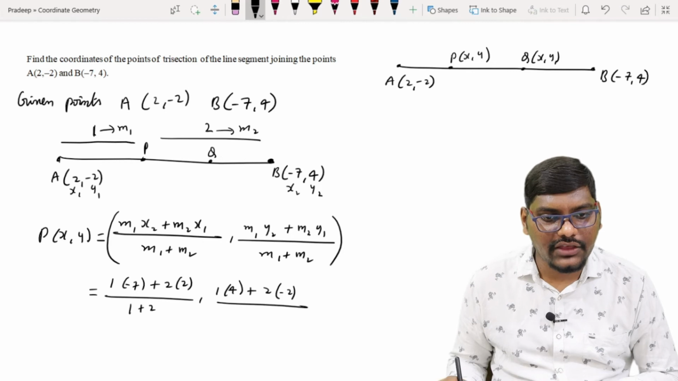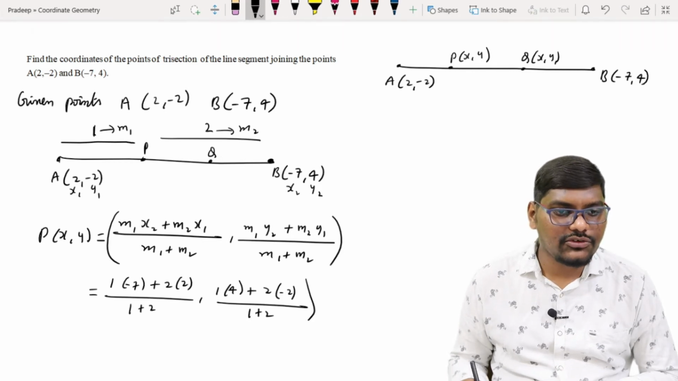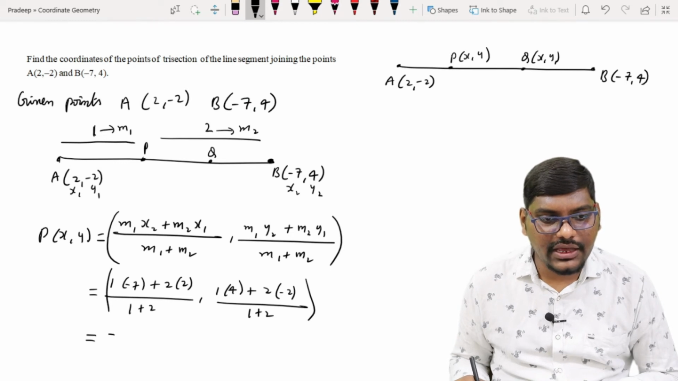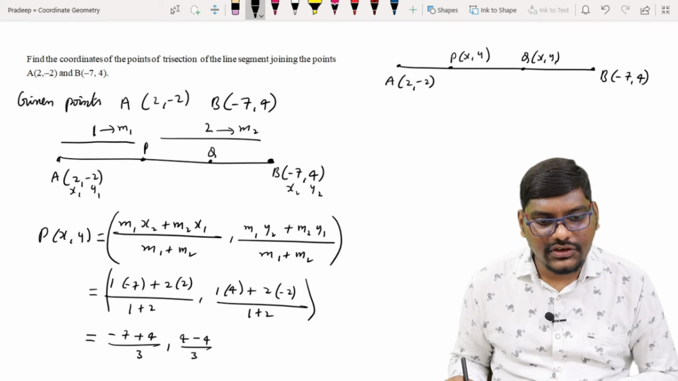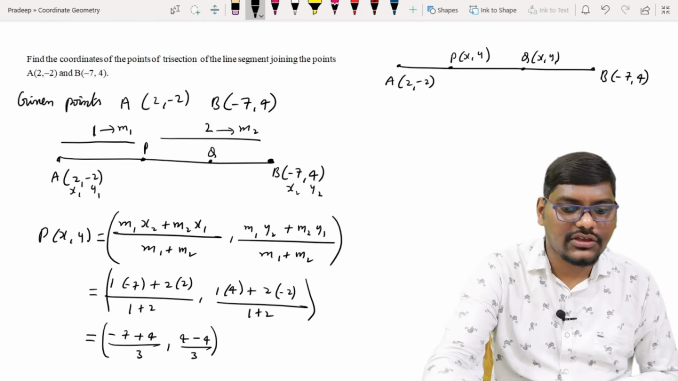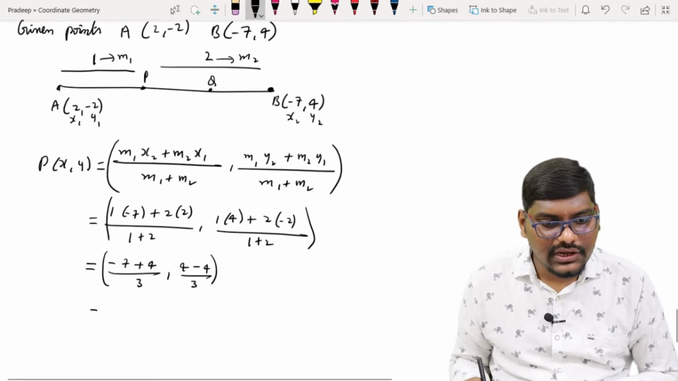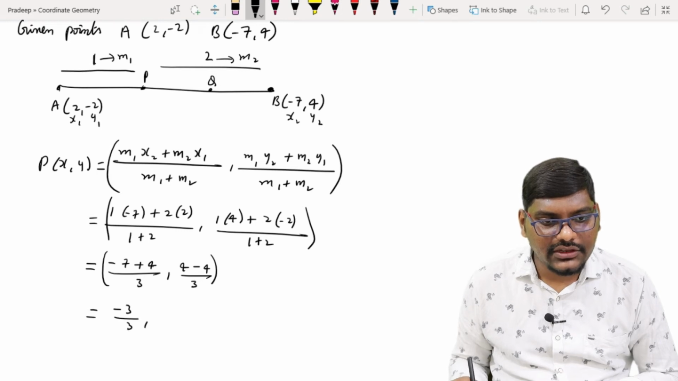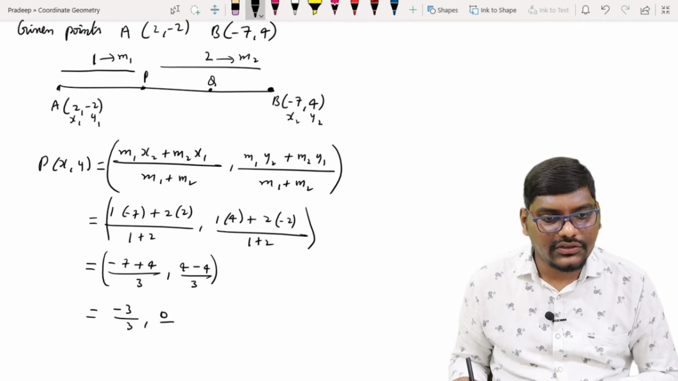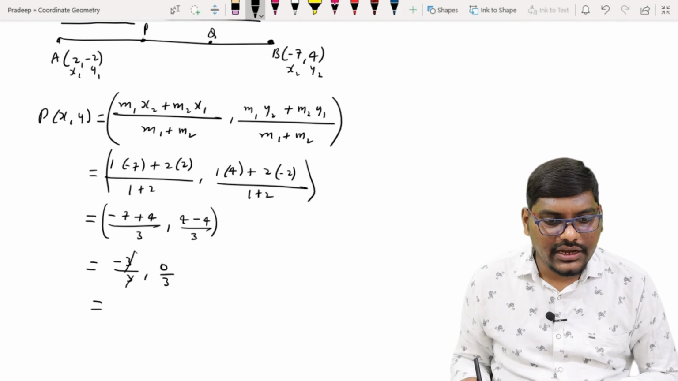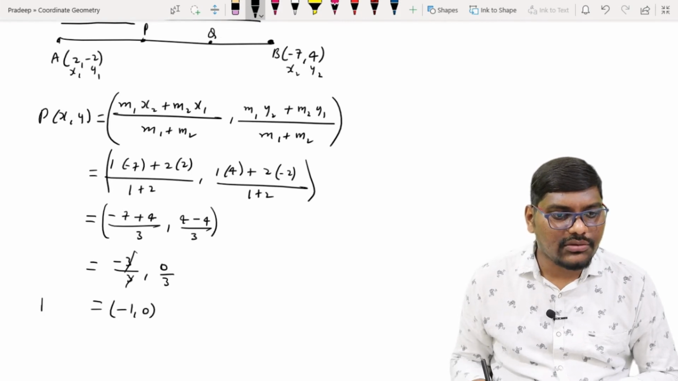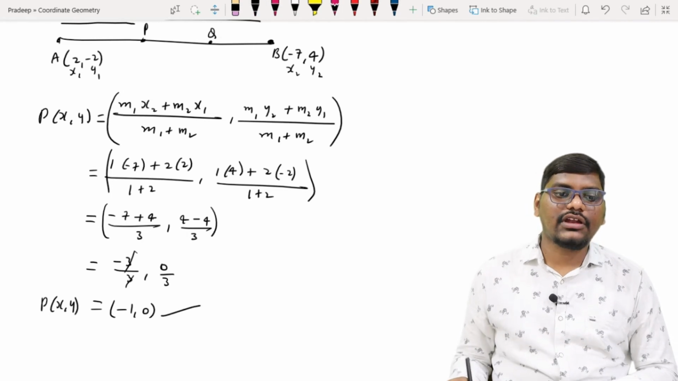So we got 1 plus 2 as m1 plus m2. Let's solve this. 1 into minus 7 is minus 7, plus 2 into 4 is 8, by 2 plus 1 is 3. This is 4 minus 2 into 4, by 1 plus 2, which is 3. So we're getting minus 7 plus 4, which is minus 3 by 3, and 4 minus 4, that is 0 by 3. Minus 3 and 3, the 3s cancel. We get minus 1 comma 0 as the coordinate. So the point P x comma y, we got minus 1 comma 0.